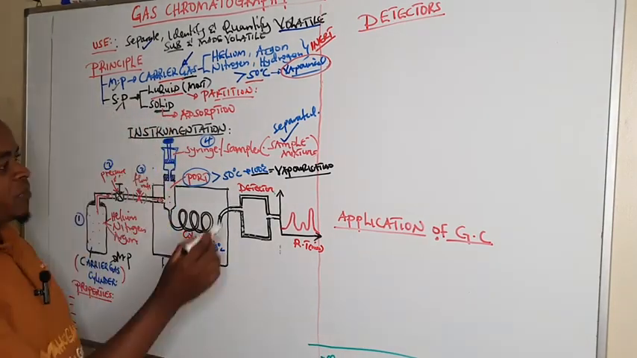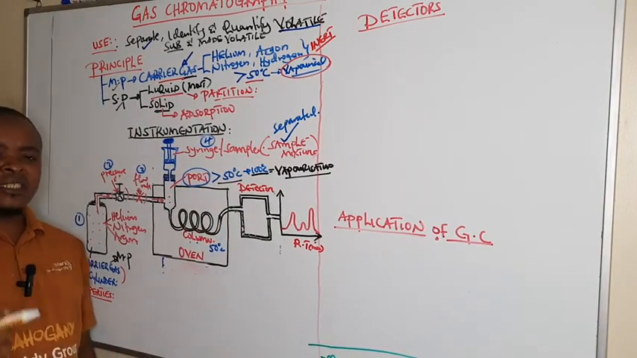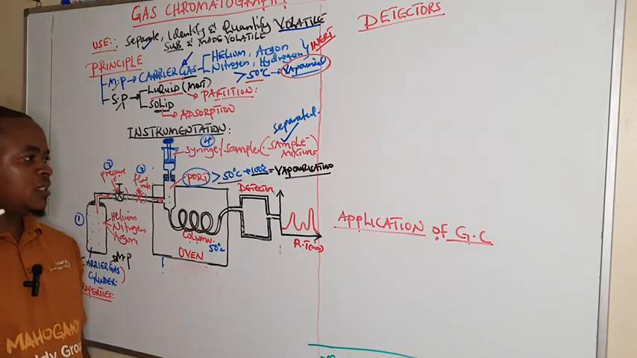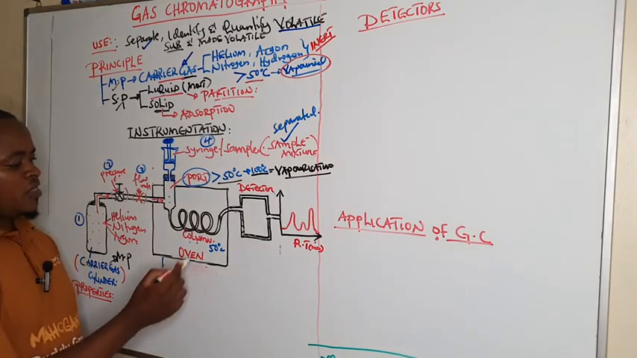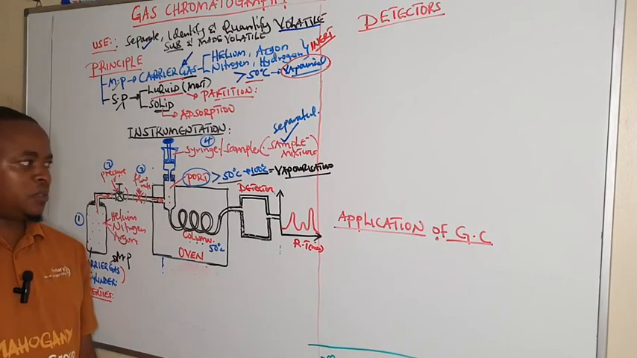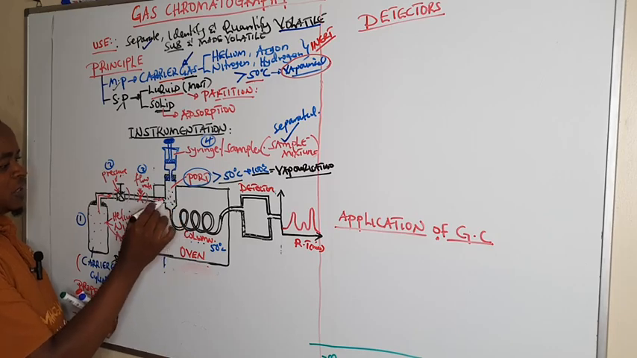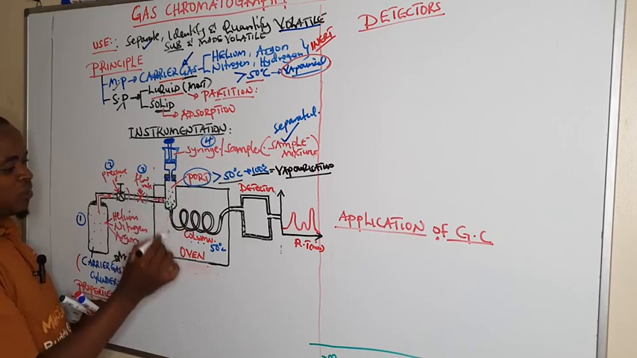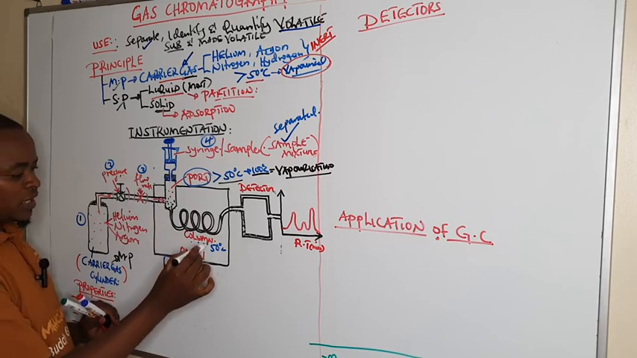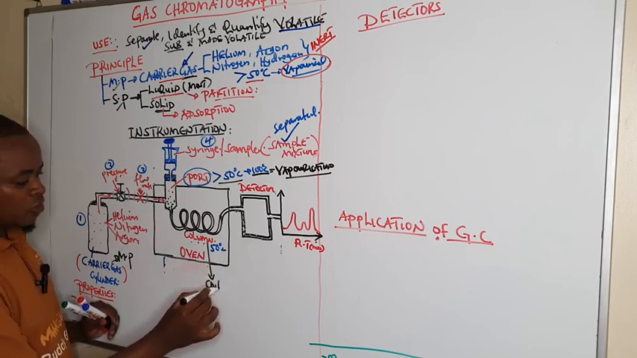That's why we keep the temperature at least 50 higher than that of the column, which is coiled. So after vaporizing the sample, it meets with the carrier gas and is transported into the coil. So we are seeing that this column is highly coiled.